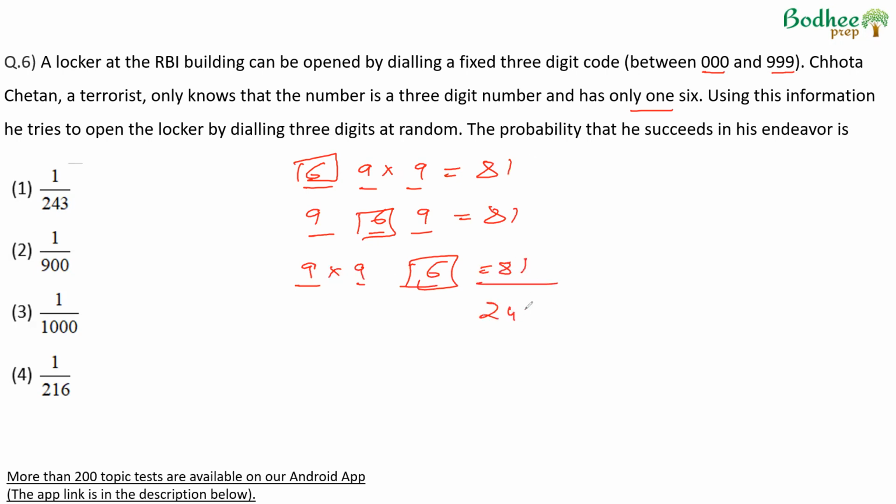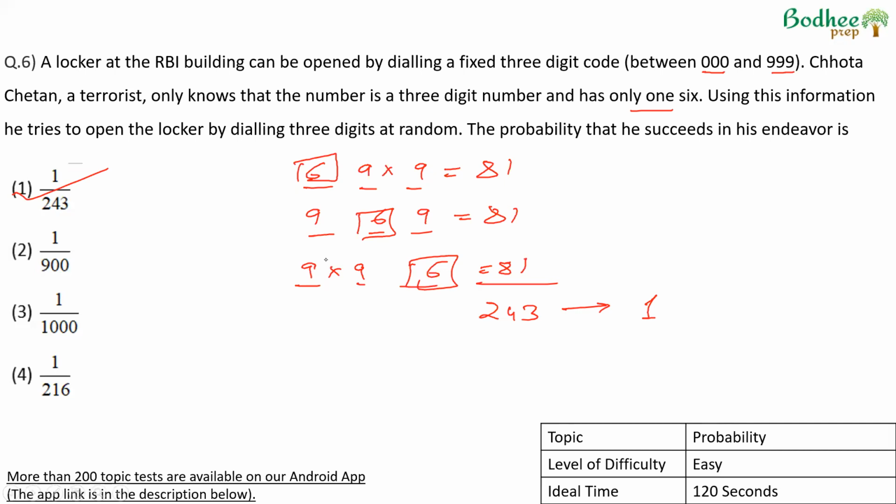So in total there are 243 possible 3-digit numbers which will have one 6, and 0 can also be used in the first place. Out of these, exactly one number will be correct, or their code, and therefore the probability of success becomes 1 upon 243. Out of the 243 possibilities, one is the favorable case. I think easy question, not more than 2 minutes to solve.